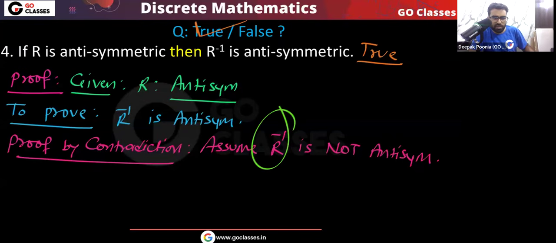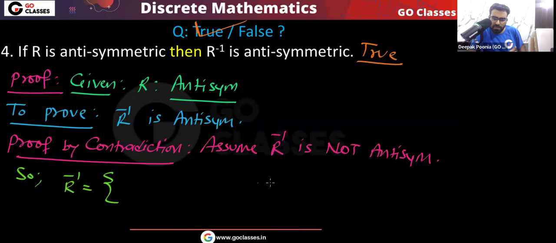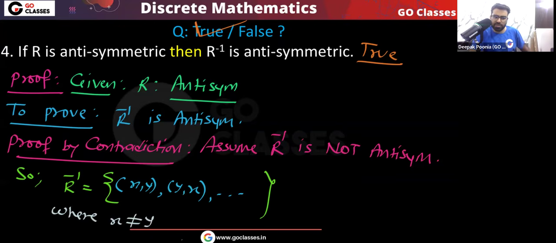Tell me, if R inverse is not antisymmetric, what does it mean? It means that R inverse will definitely contain two ordered pairs of this type, xy and yx, where x and y are different. Do you agree with me? Very simple, step by step we are going.